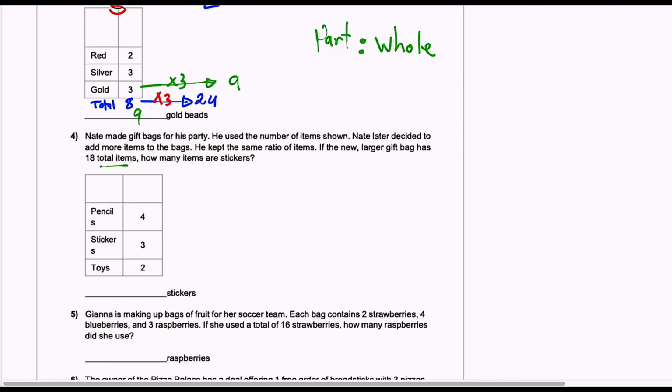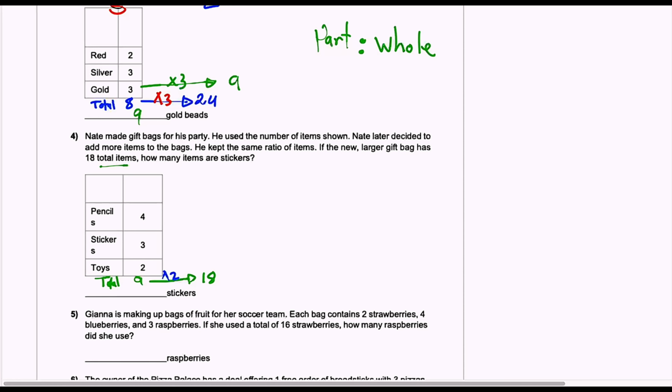Yes, I need to add one more row for the total. Then here I have to get the total, which is 4 plus 3 plus 2 equals, yes, 9. I have the total now. And he said that the total, which is 9, will be changed to 18. Think about the scaling factor that you need to multiply 9 by to get 18. Yes, multiply by 2.